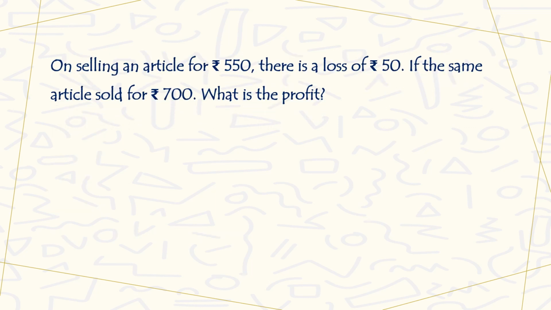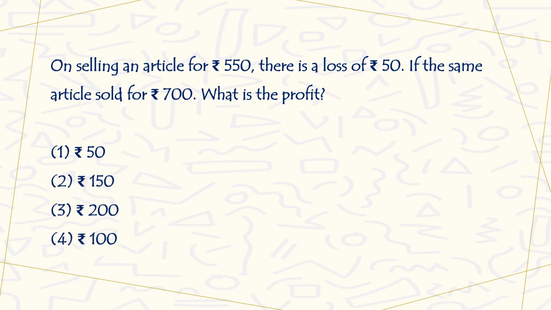Next question for homework. On selling an article for rupees 550, there is a loss of rupees 50. If the same article is sold for rupees 700, what is the profit? So here it is already telling you that it is a profit. Okay, so you know which formulas to use and get the answer. Is it rupees 50? Is it rupees 150? Is it rupees 200 or is it rupees 100?